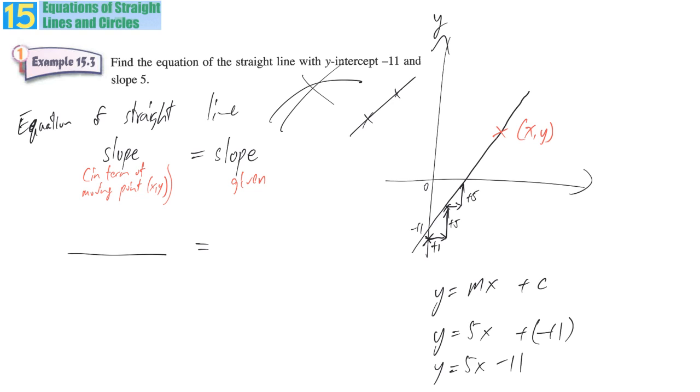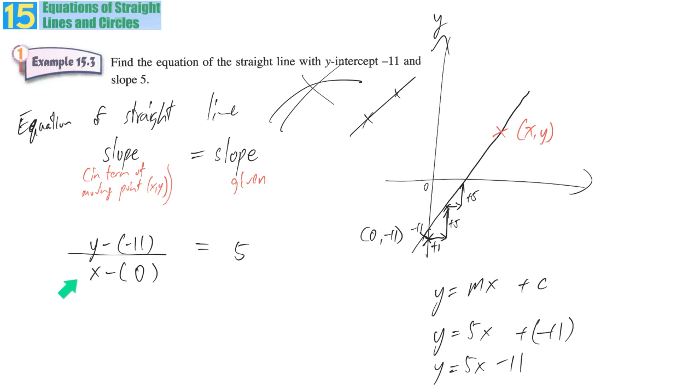So if we use these 2 points, we have the first point, we confirm that it passes through 0, -11, because they say that the y-intercept is -11. Then we use this point together with the moving point to compare. We have y minus the other y coordinate, -11, divided by the x difference, x minus the other coordinate, which is 0. And the slope on the right hand side is given. They simply say that it's 5. So we have the equation of the straight line.